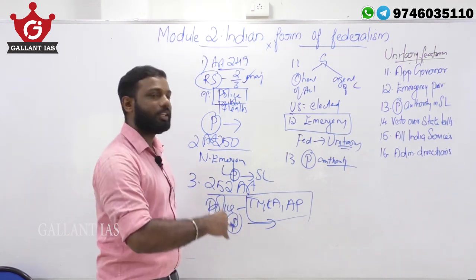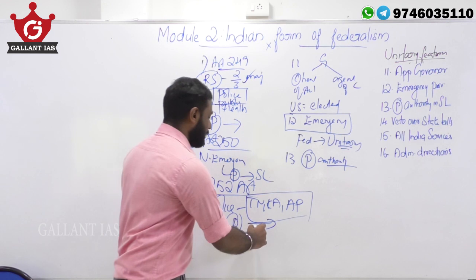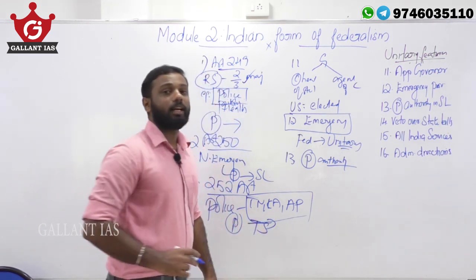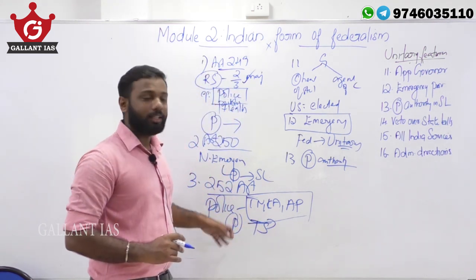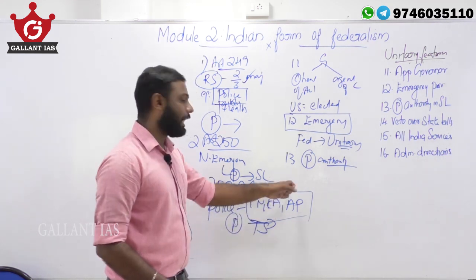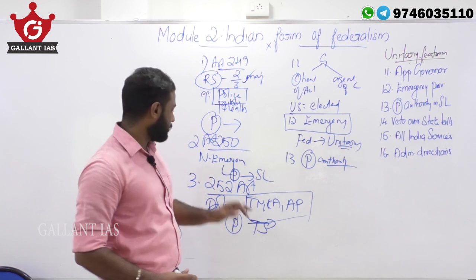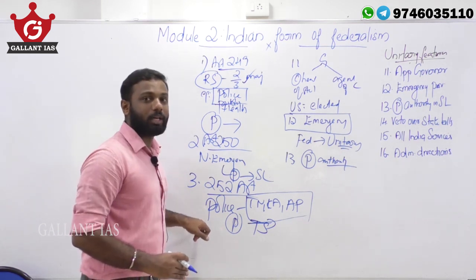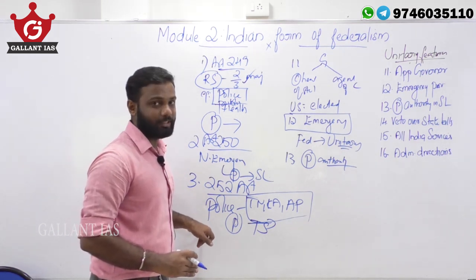And if any other state, say for example Telangana, wants to adopt the same act, then the Telangana state can pass a resolution in its state legislature and adopt this law. Okay, so this is the third circumstance when the Parliament can make law on the state list.